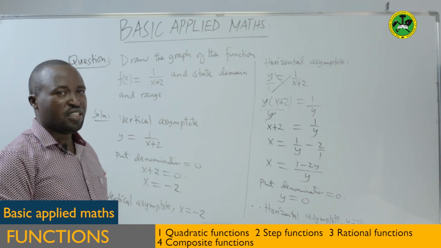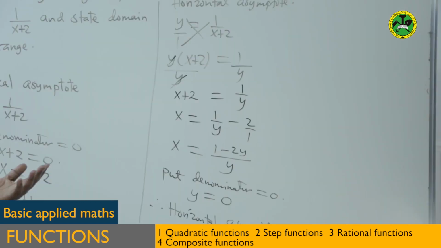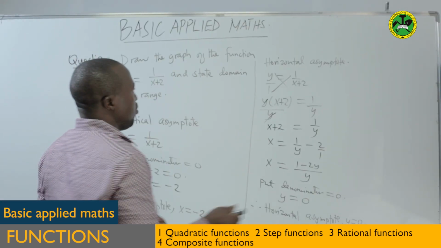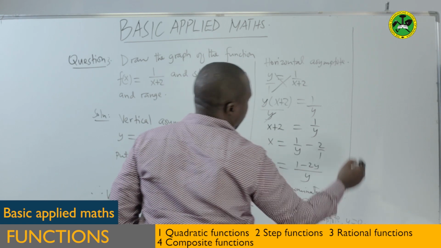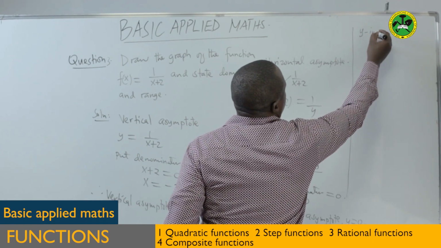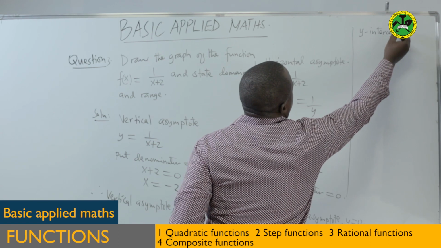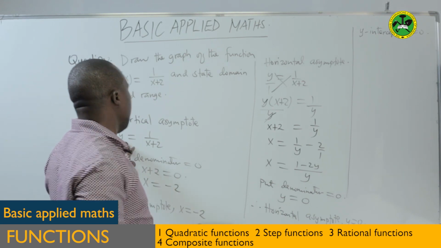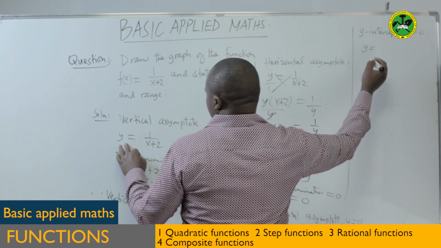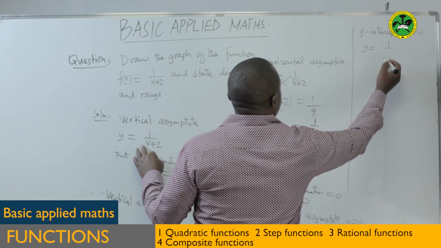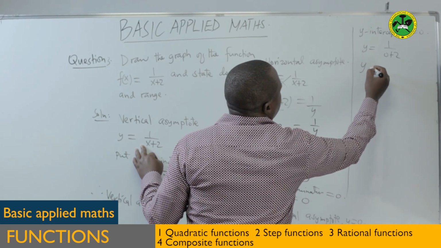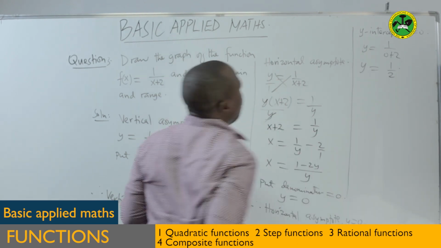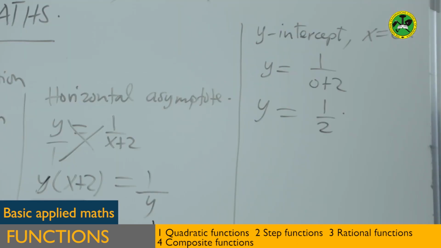So, my dear student, you can find the y-intercept by using our equation. So of course, the y-intercept occurs when x is equal to 0. So here we have y is equal to 1 over 0 plus 2. So the y-intercept will be equal to 1 over 2. That is where the graph will cut the y-axis.